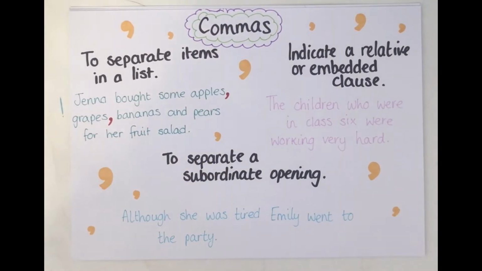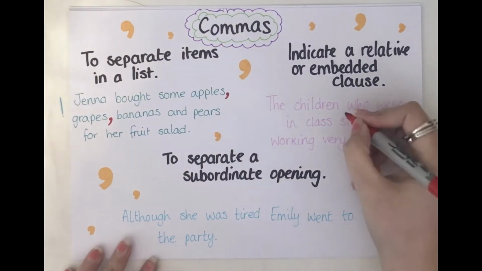The second way is to indicate a relative or embedded clause. So if we're adding extra information into our sentence, we can enclose that extra information within two commas to show that it can be taken out of that sentence and the sentence would still make perfect sense.